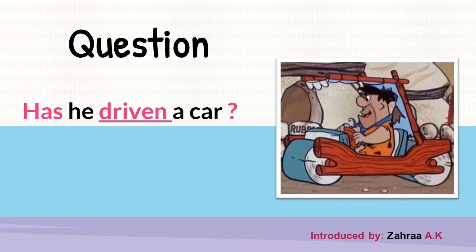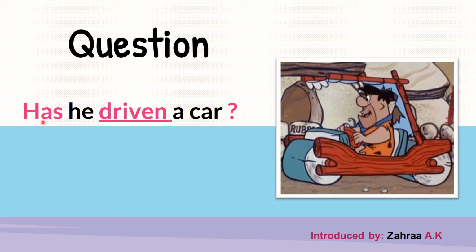Another example about singular for the question. Has he driven a car? هل قام بقيادة سيارة أو قام بقيادة السيارة؟ إذن has he driven. لاحظ بالquestion we put the auxiliary at the beginning of a sentence. لاحظ بأن الهاز هي في بداية الجملة باعتبار question، إذا لازم يتقدم الفعل المساعد على الفاعل. has he الفعل المساعد بعدين الفاعل he.